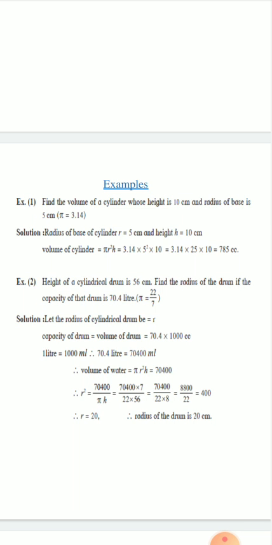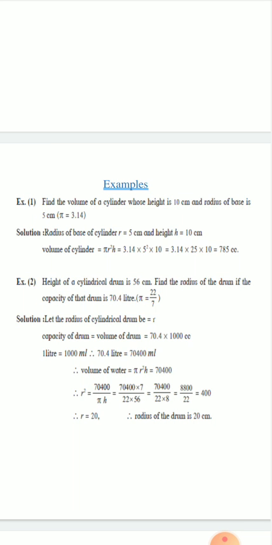Okay, 70.4 liter. As we all know, in the previous session we have seen 1 liter is equal to 1000 cc. So similarly, 70.4 liter is equal to 70.4 into 1000 cc. So this is nothing but the volume of the drum, because 1 liter equals 1000 cc.